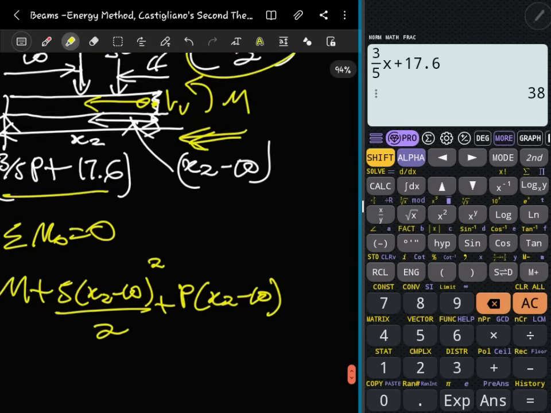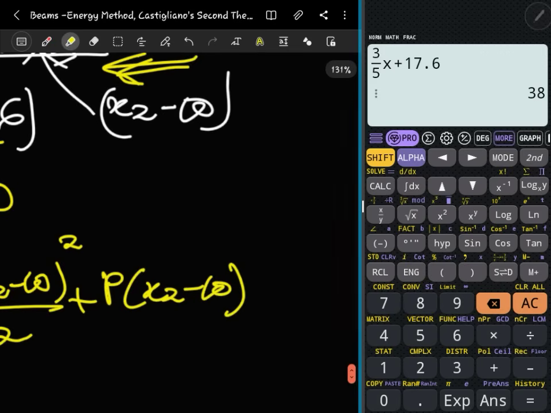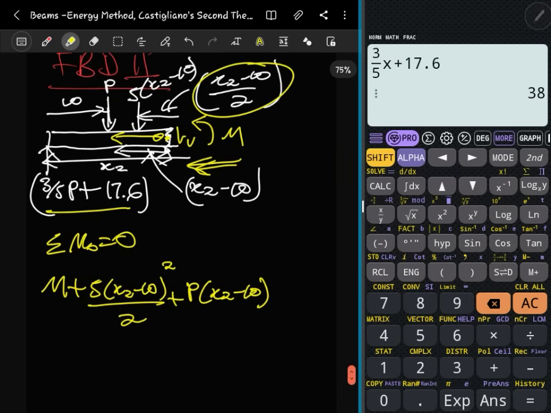Let's just put it down. So we have this one is in the opposite direction, so a minus, right? And then we have a 3 on 5p plus 17.6, and it's acting on the distance from the origin. This is the x2, right? So x2, we are seeing all this equal to 0.